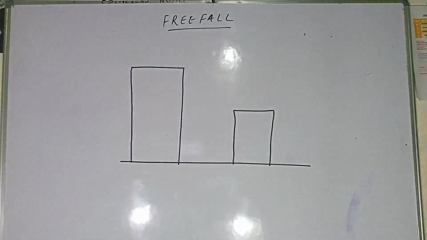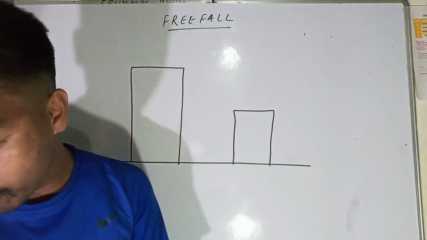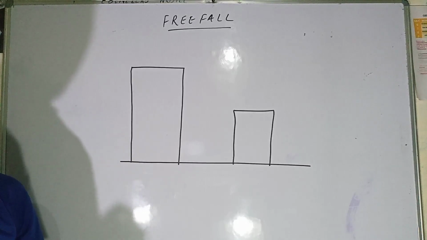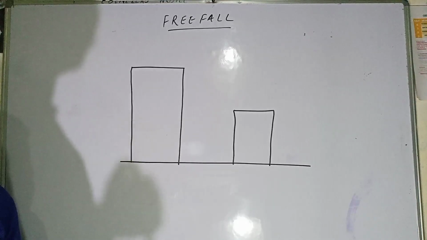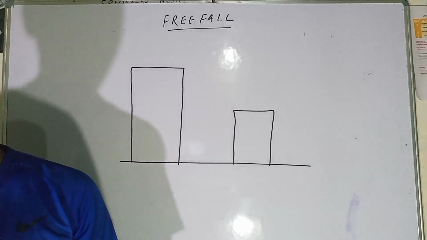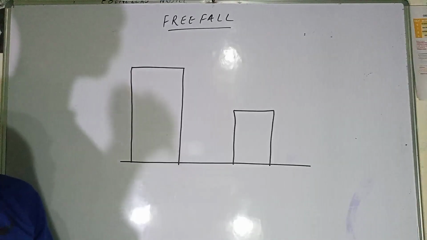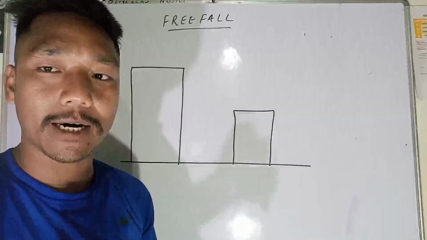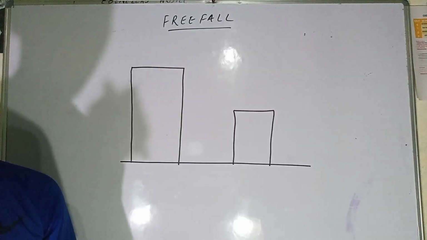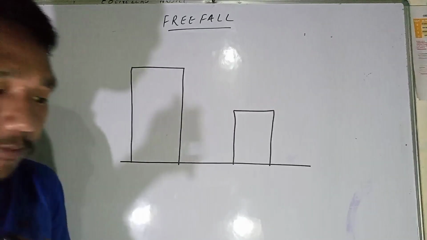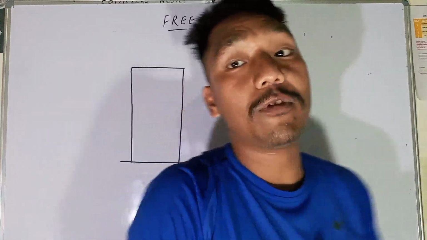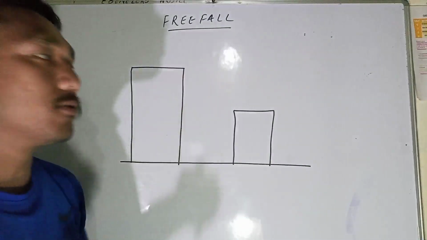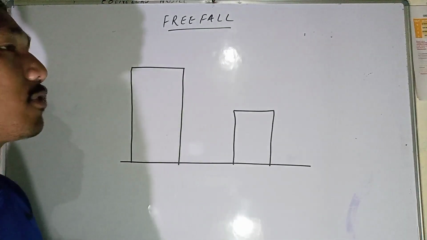What does free fall say? The free fall is due to attraction. The object falls toward the earth under this force, and that force is what we call gravitational force. Whenever an object falls toward the earth due to the gravitational force, that is what we call free fall. So you have now known what free fall is.